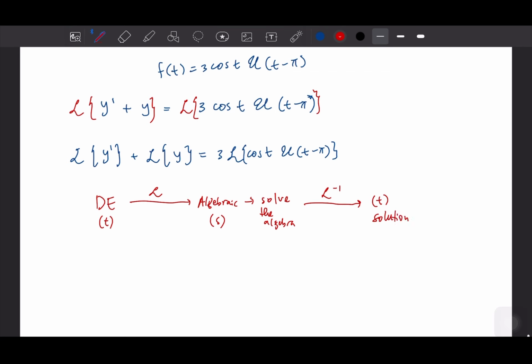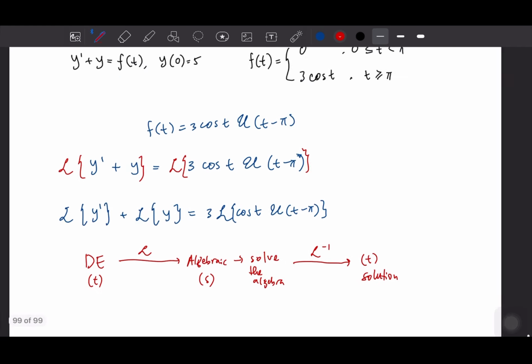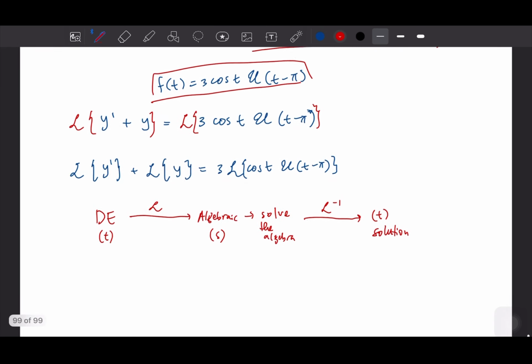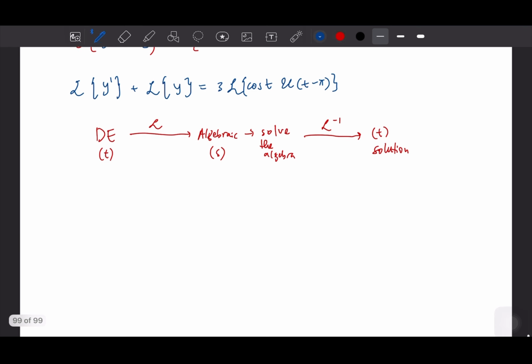But in the middle, how to solve this algebra and how to do the Laplace transform, there will be cases where, like here, we have a piecewise function. Piecewise means we could use more reasonable functions that can be evaluated easily, so we could take the f as this, and we know that we can take the Laplace of it with our form from the previous sections.